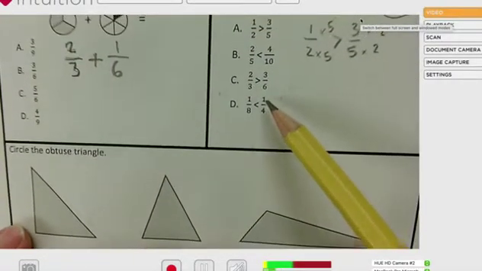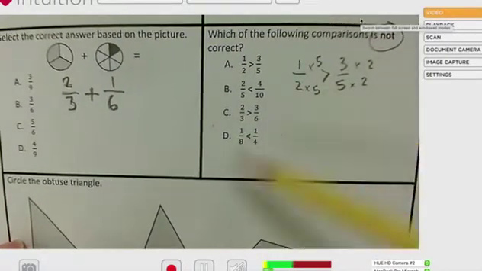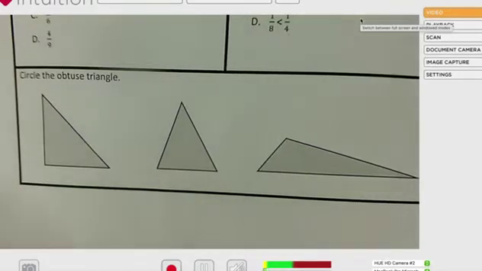Yes, you could say, I know about benchmark fractions. That's fine. I'm just saying that this is one method of doing it that could work for a lot of people. If you know your benchmark fractions or those tricks, because I taught you a lot, then use those too. And there's not much to say about this one. Circle the obtuse triangle. Think back to what an obtuse angle is and circle the triangle that has that angle in it. So that is the day 9 page.